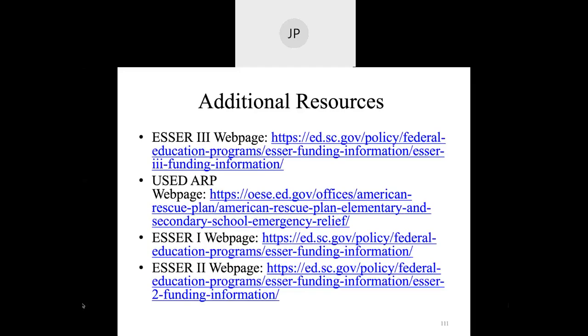Again, as a reminder for some timelines, on May 24th, you will be sent your grant award notification. Your budget totals will already be loaded into GAPS. You need to sign and send that grant award notification and those assurances back to the department through our ESSER@ed.sc.gov email account.